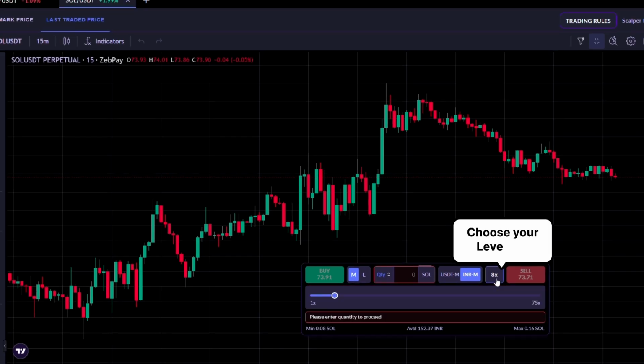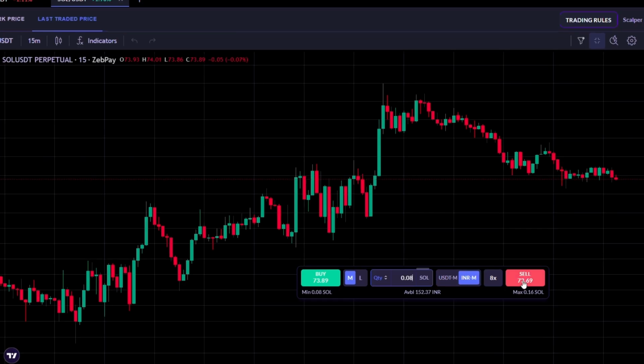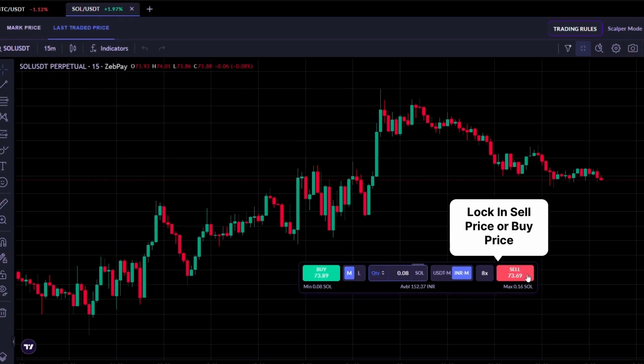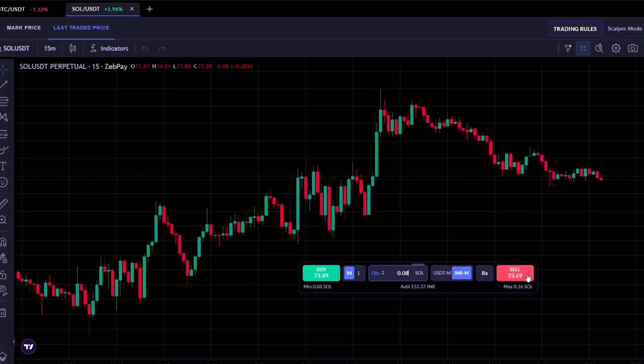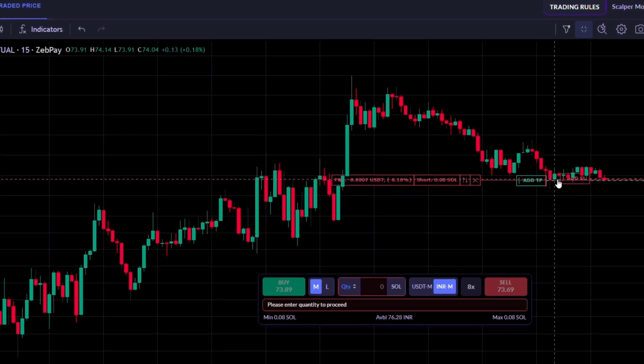Adjust your position size instantly to match your trading plan with quick and flexible controls. Set your desired sell price or buy price to capture opportunities at your preferred market level. And for better risk management, you can add your take profit and stop loss directly from the chart.